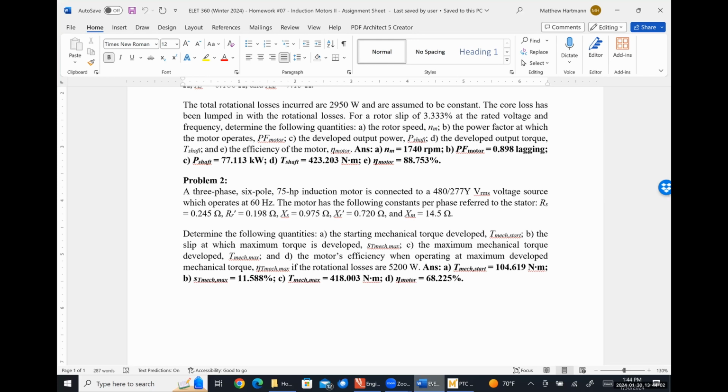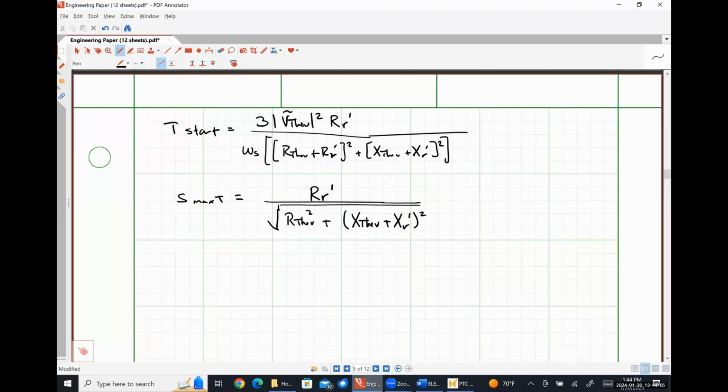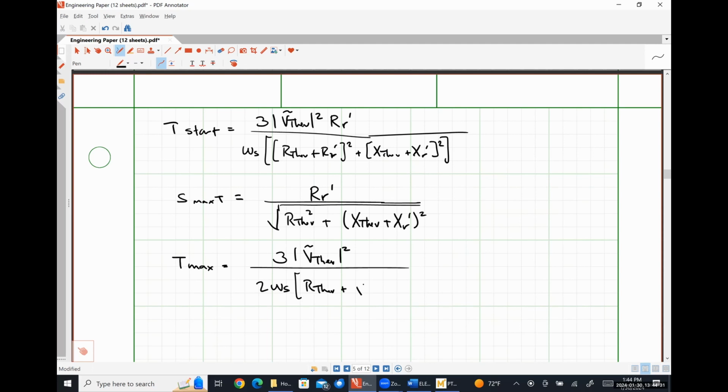So the maximum mechanical torque, oops, wrong thing. Is given by 3 times Thevenin voltage squared over twice omega S, R thev plus the square root of R thev squared plus X thev plus XR prime squared. Like so.